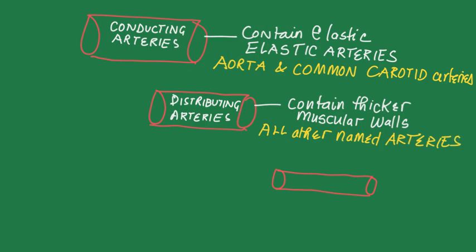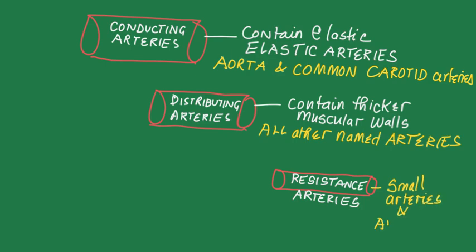The next group of arteries, which are resistance arteries, have no names. These are very small arteries that actually perfuse the actual tissues of these organs. So they're at the tissue level. They are small arteries and arterioles. These small arteries and arterioles respond to the needs of a tissue and they dilate or constrict depending upon the oxygen demands of a tissue.